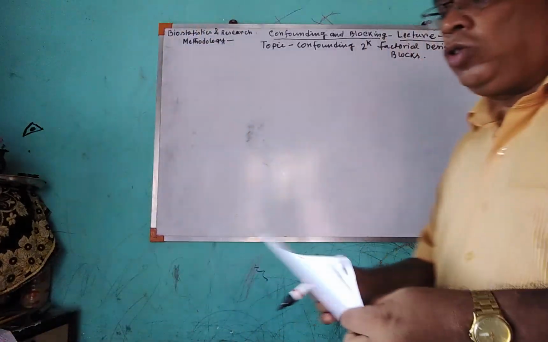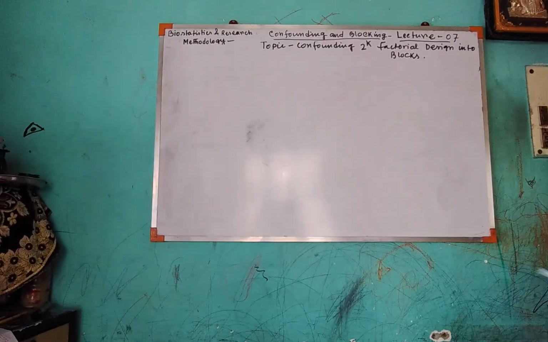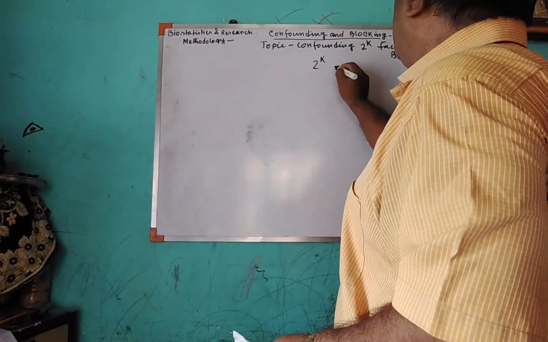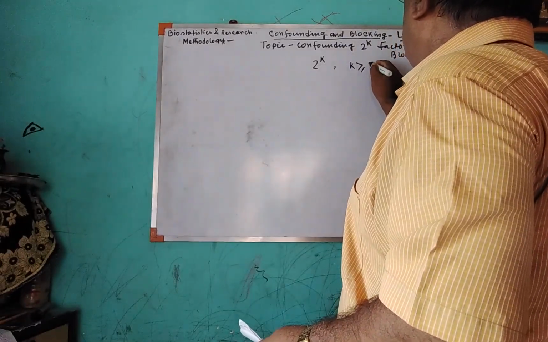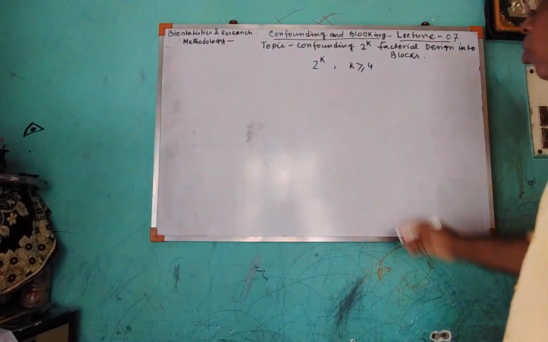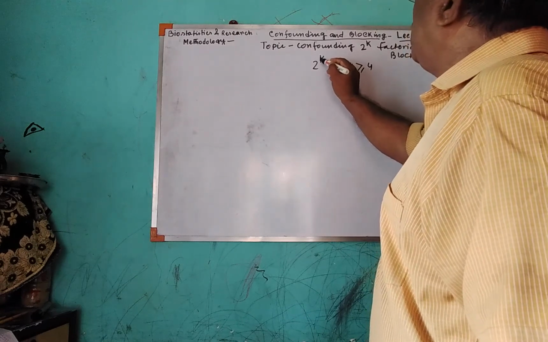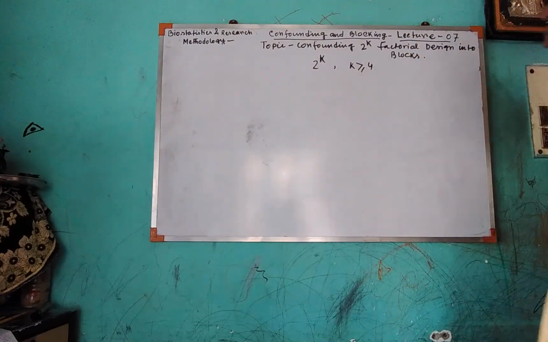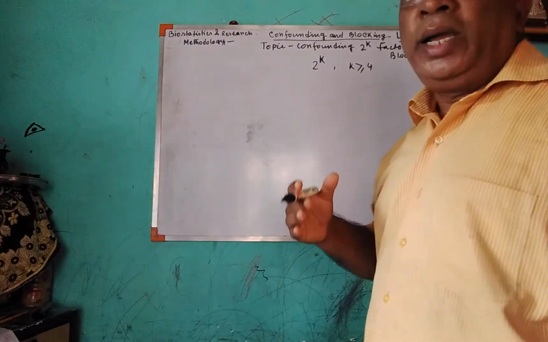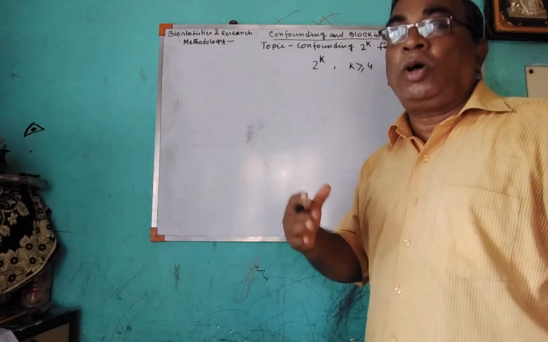Confounding 2 to the power k factorial design into blocks. In 2 to the power k, here k is greater than or equal to 4. Firstly, you have to find how many treatment combinations there are in the 2 to the power k factorial design. Those treatment combinations we have to arrange into blocks, 4 blocks, 5 blocks, 6 blocks, like this.